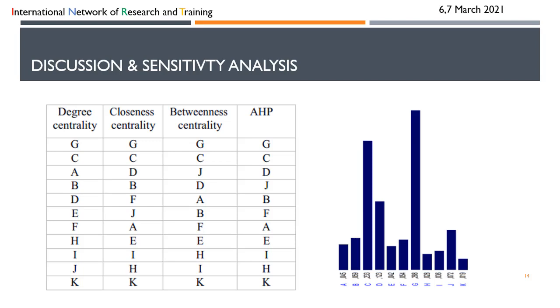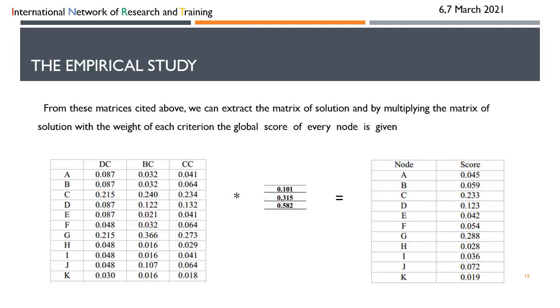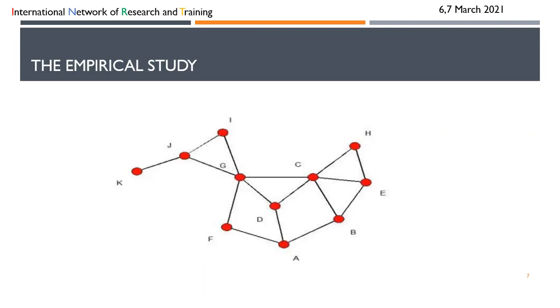So after the global score, we can see that G is classified as the most influential node in the network with the AHP method. It has an important role in connecting the two parts of the network. Moreover, it's a crossing node, close to all other nodes, and it has a lot of direct contacts. So it is adequate to be positioned first. So this is the position of G.